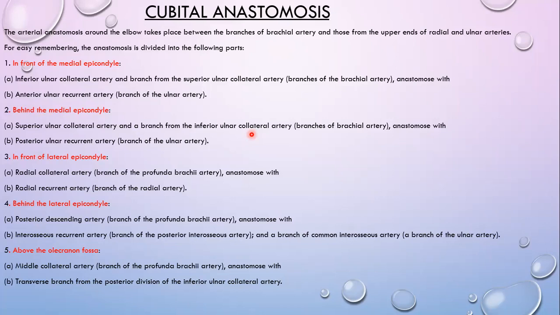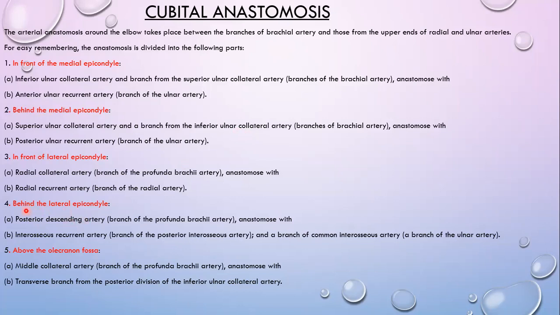Now, which arteries will anastomose in front of the lateral epicondyle? The radial collateral artery, which is a branch from the profunda brachii artery. And remember, profunda brachii is a branch from the brachial artery. It will anastomose with the radial recurrent artery, a branch from the radial artery.